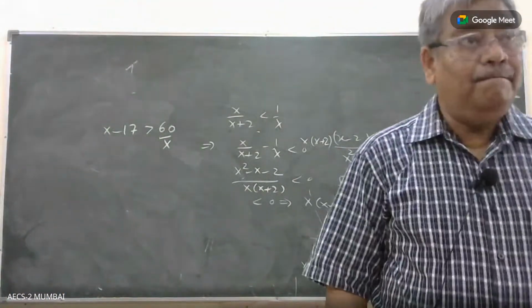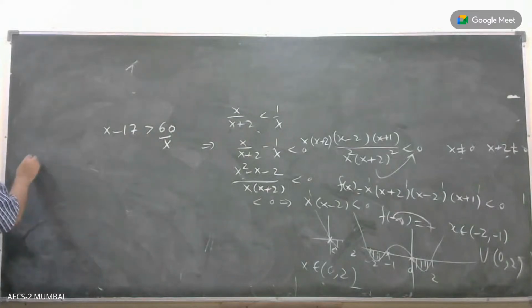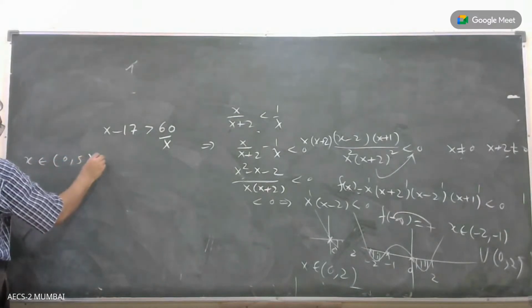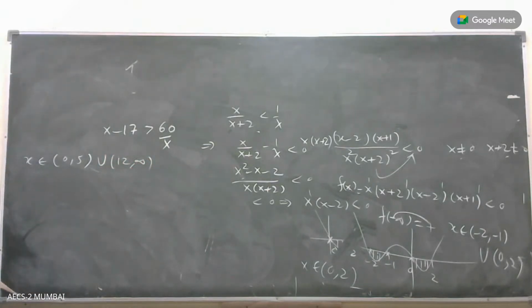X belongs to 0 to 5, union X belongs to 12 to infinity. X belongs to 0 to 5, union 12 to infinity. Let us see if it stays the same. Yeah, you said something. Same answer. Any other answer? I hope I will give you the correct answer to the question. Any other answer if there is a correct one?